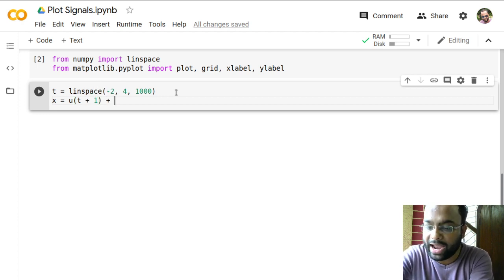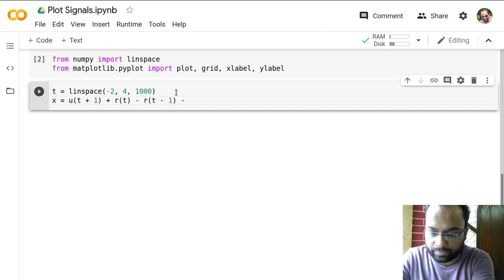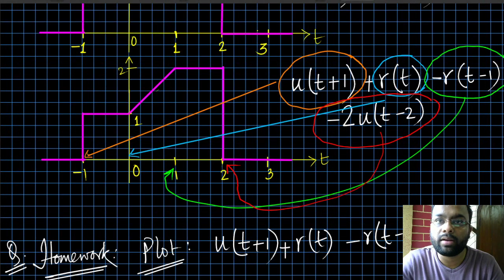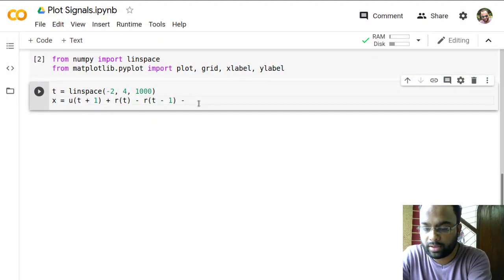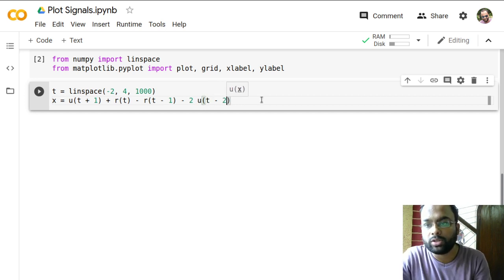Okay, then we had plus rt, then we had a minus rt minus 1, then we had a minus... what was it, minus, hold on, minus rt minus 1, yeah, so we had a minus 2 u t minus 2. So this is that easy.